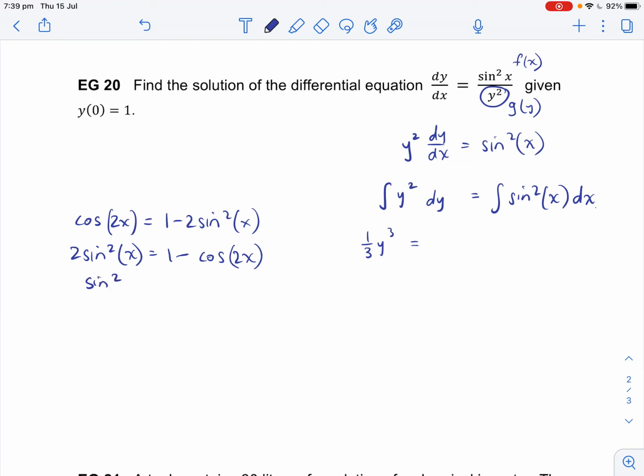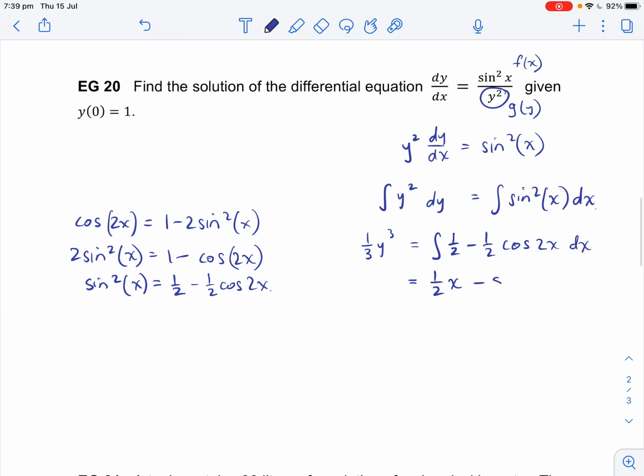So a little bit of rearranging, and we get a half minus a half cos 2x. Substitute that into my integral. Half minus a half cos 2x dx. We can now anti-differentiate this expression to half x minus, antiderivative of negative cos is a negative sine, and I had a half.